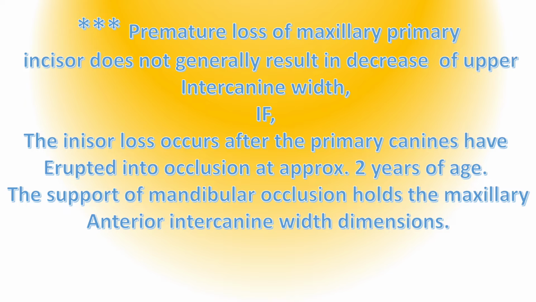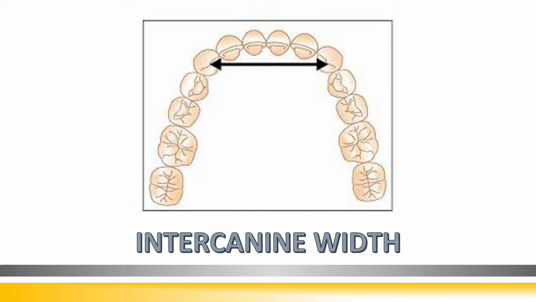I'll show you what intercanine width means. That means the width between the two canines on either side. That space is not going to decrease because the canines, especially the upper canines, are held in position by the lower canines. They are locked by the lower canines. See, over here. This is the intercanine width which is shown on the screen. This width is stable after the primary canine or milk canine teeth have erupted fully, that means when the child is 2 years of age.